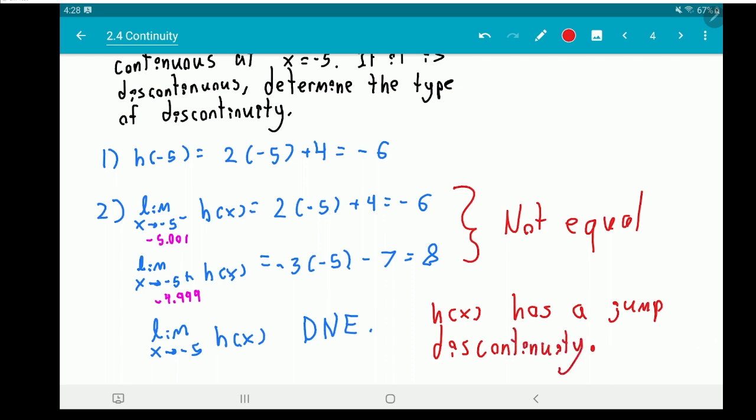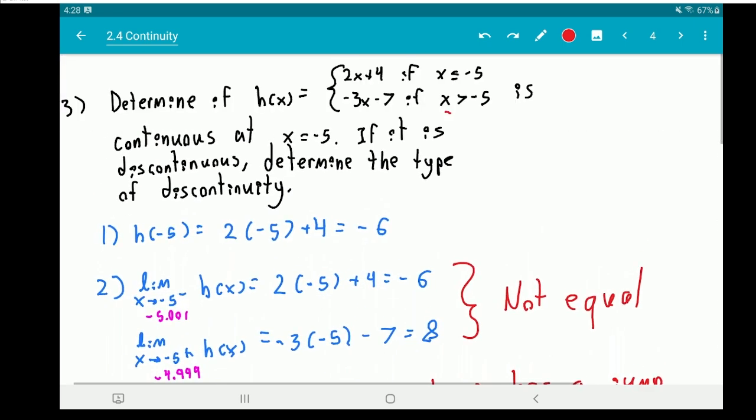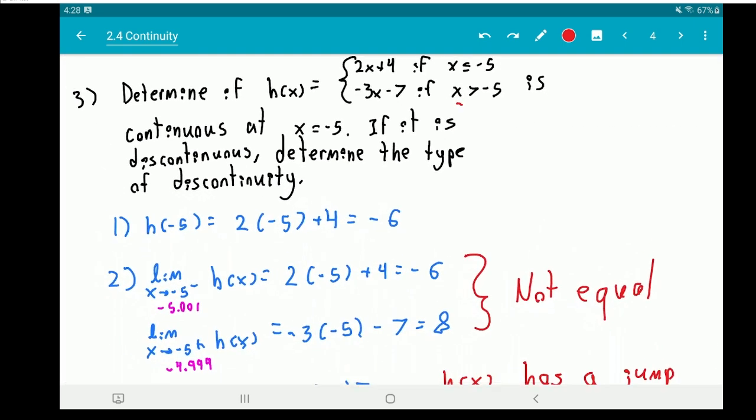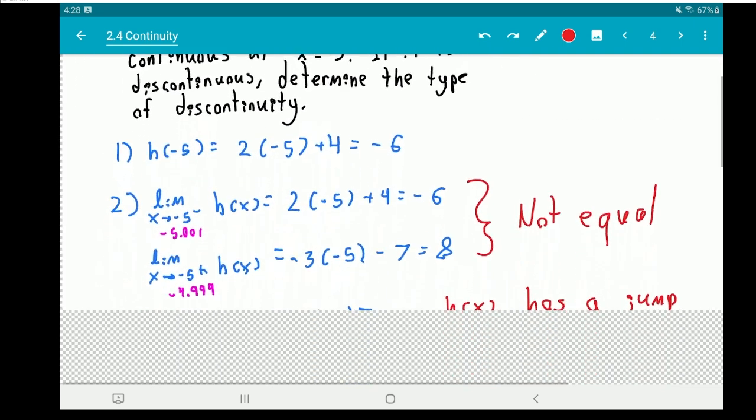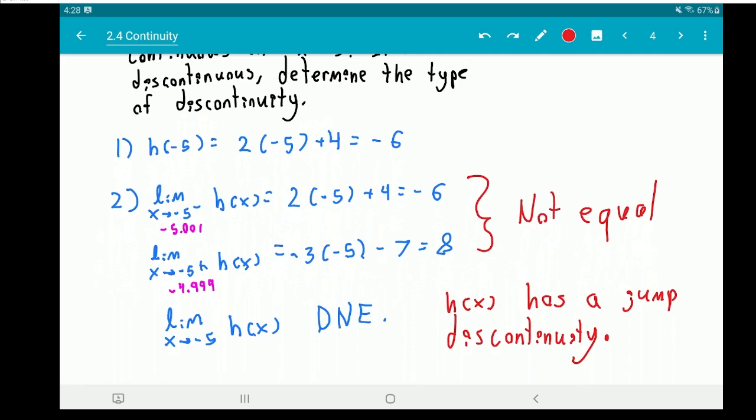Okay. And just as a quick aside, this is the answer to the problem. But I do want to say, if we check these two and they were equal, they were the same thing, then the limit would exist. And then we would check, is that the same as the function value? And it would have been. So don't immediately assume because it's piecewise that it has to be a jump discontinuity. But be very, very suspicious because most of the time that intuition will be right.